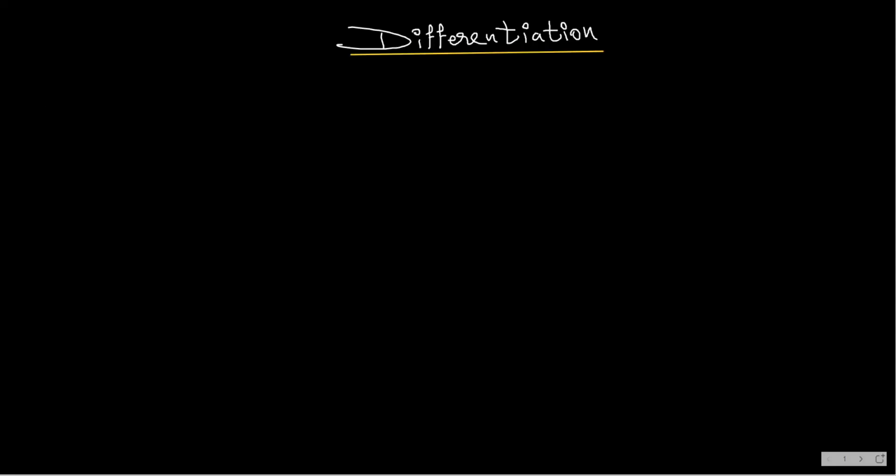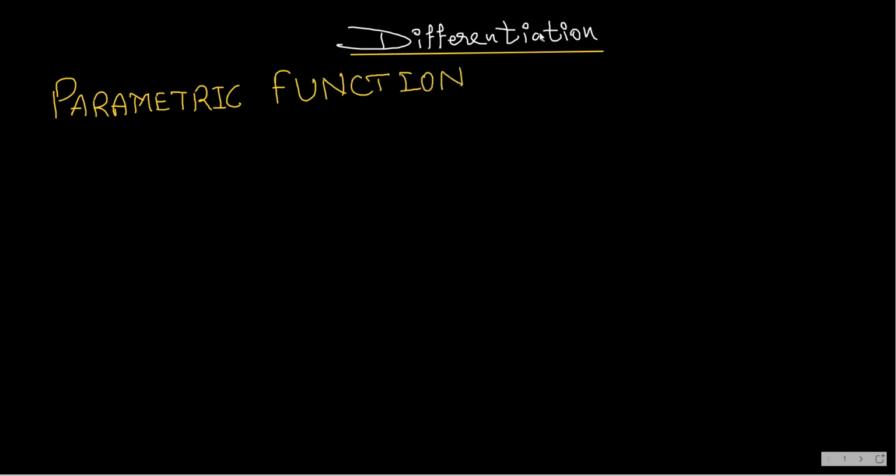So after completing the derivative of implicit functions, the next we have is derivative of parametric functions. Now, to understand derivative of parametric functions, the first thing that we will do is define a parametric function. What is a parametric function? That is what we will first do. So let us define parametric function.